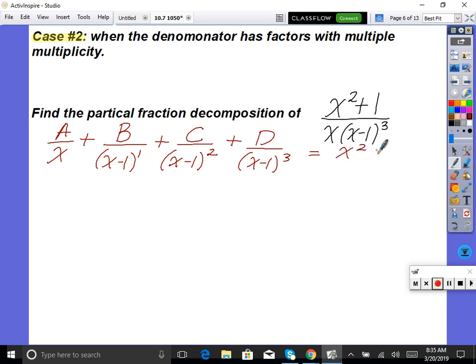So that needs to equal x squared plus 1 over x times x minus 1 cubed. But then that's the hardest part, setting it up right. Now let's do the math part behind it.